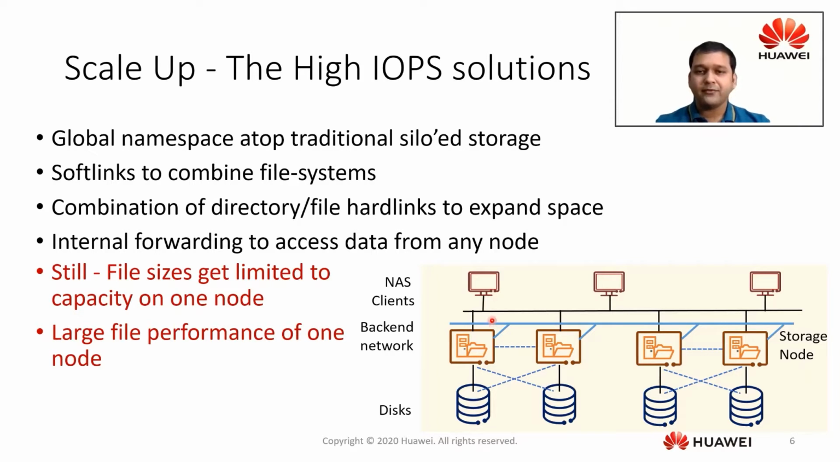Also, you would have the ability to receive a request on one node. Let's say we talk about a file that's resident on the storage behind node 3 here, and the client still addresses node 1 for accessing this file. So node 1 would, on the backend network, forward this request to node 3. So you get a feel of having access to the entire layout from any of the nodes.